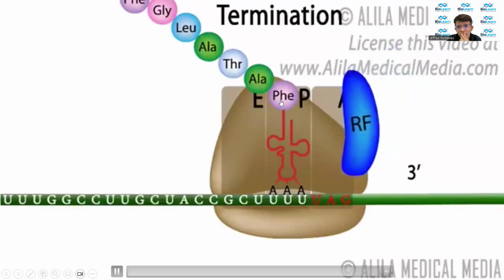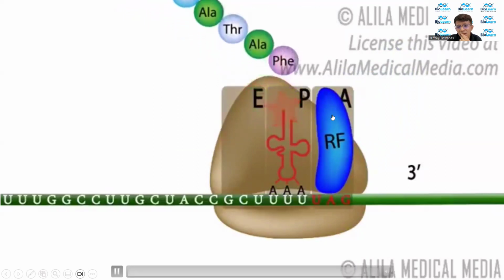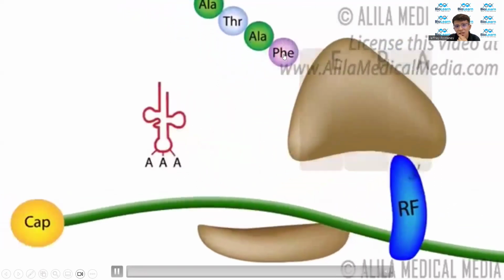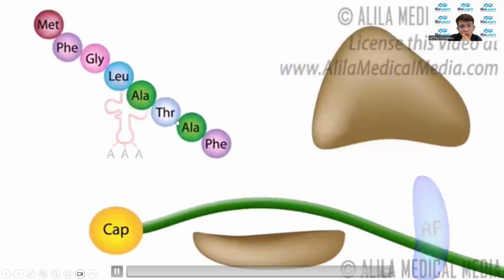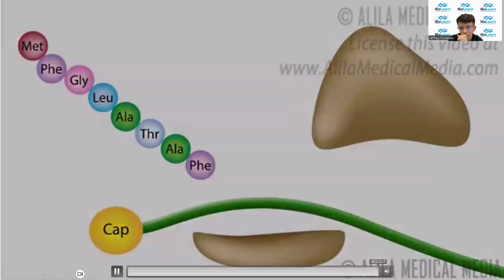Binding of the release factor catalyzes the cleavage of the bonds between the polypeptide and the tRNA. As soon as the release factor attaches, the polypeptide is released from the ribosome. The ribosome is dissociated into subunits and is ready for a new round.